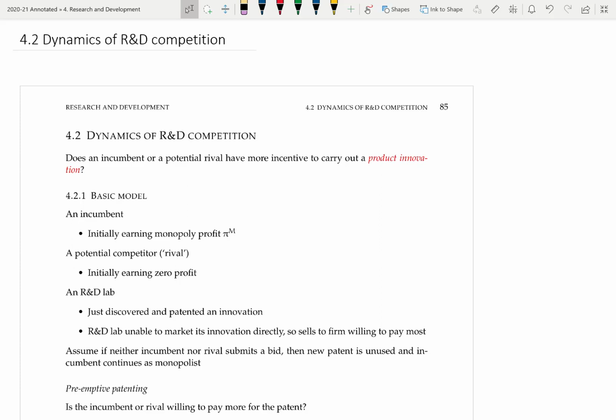The R&D lab is unable to market its innovation directly, so is selling its patent to the firm willing to pay the most. And we'll assume that if neither the incumbent nor the rival firm submits a bid for the patent, then this new patent is unused and the incumbent continues as a monopolist.